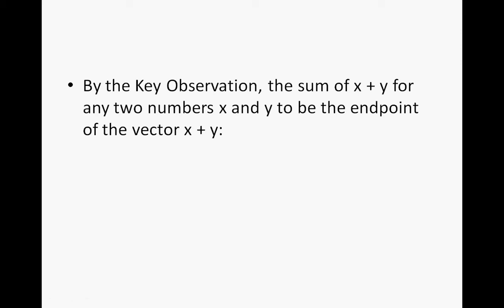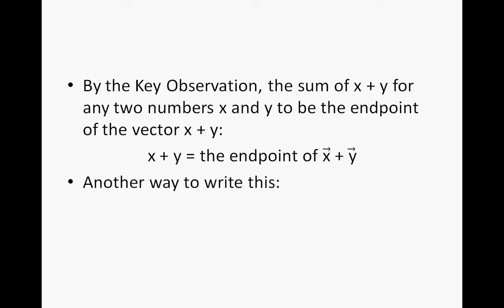be the endpoint of the vector x plus y. And that was, we've already proven that through our last lesson, so this is just a summary of what we've already done. So we're able to say that x plus y is going to be equal to the endpoint of vector x plus vector y. Or another way to write this is, you can show it as an association. If we concatenate x plus y and make that one vector, then it is the summation of vector x plus vector y.